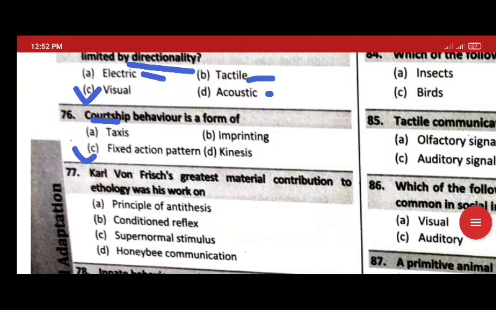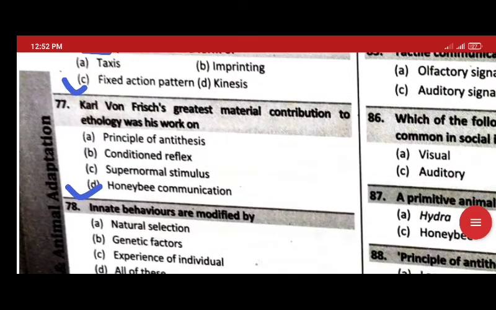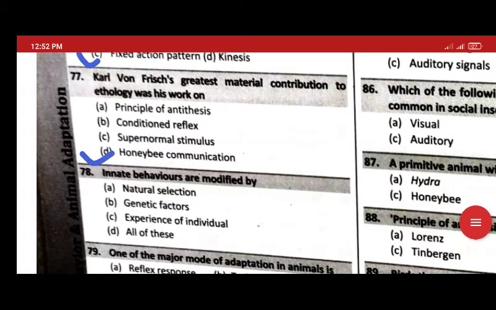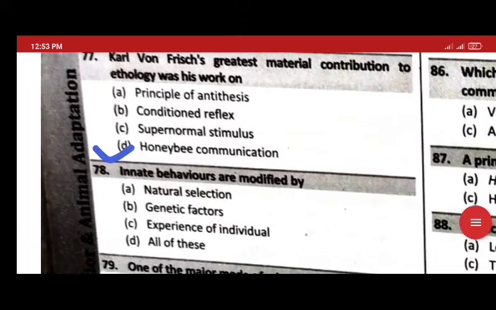Making a web. 77. Karl von Frisch's greater material contribution to ethology was his work on. So von Frisch is given for the honeybee dancing mechanism. 77, D. 78. Now innate behavior is modified by. So innate behavior is of three types. So natural, genetic, and so all of these affect it.